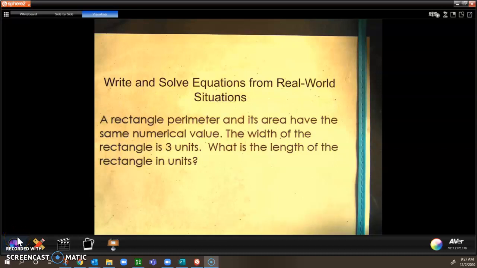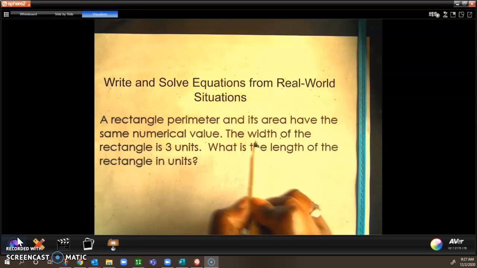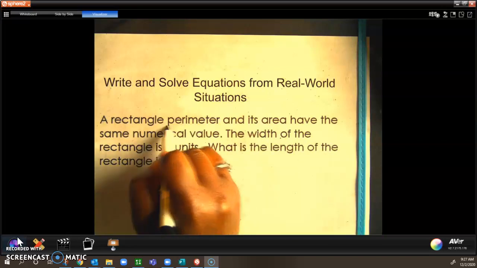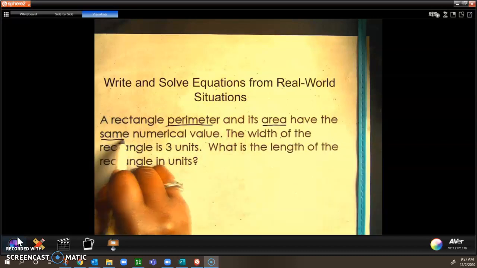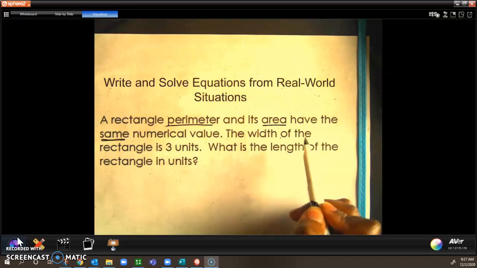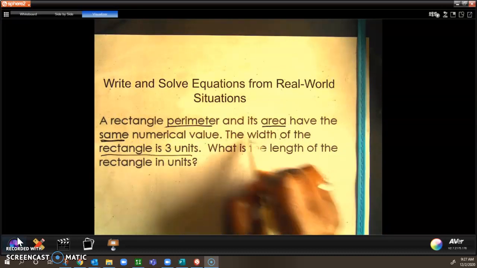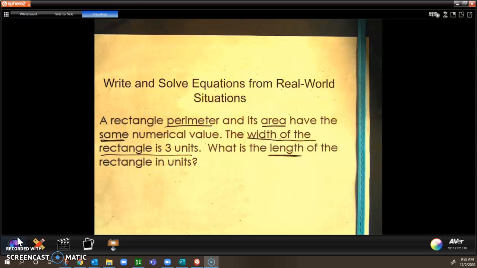Okay, so today we are going to write and solve equations from real world situations. Here it says a rectangle's perimeter and its area have the same numerical value. The width of the rectangle is 3 units. What is the length of the rectangle in units?